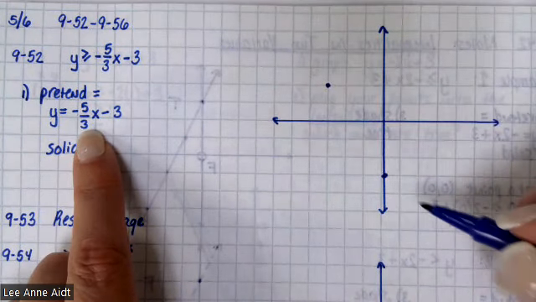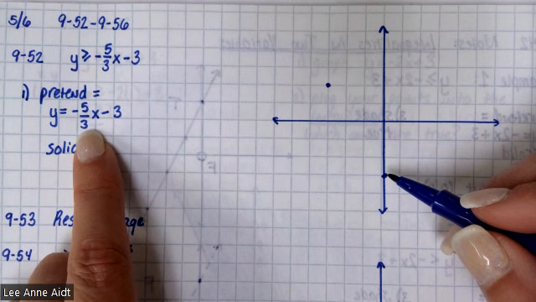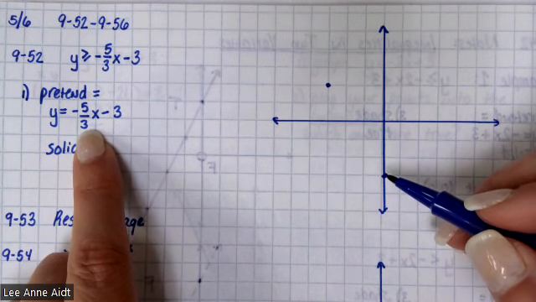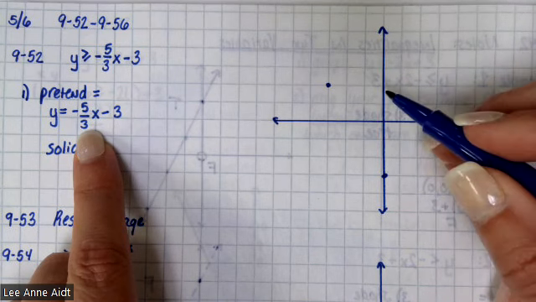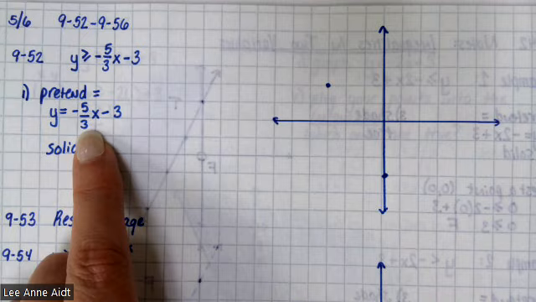Does anybody need me to count that off for them to show them what I did? So you're supposed to go down 5 over 3, but that's way off the graph. So I went up 5, back 3. You with me?